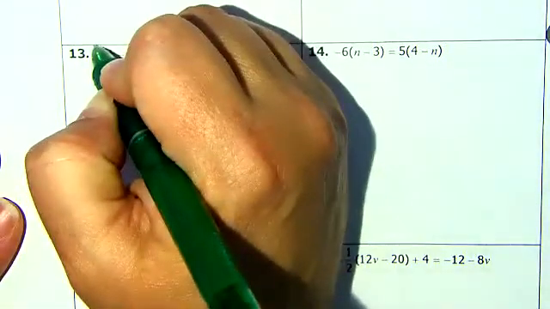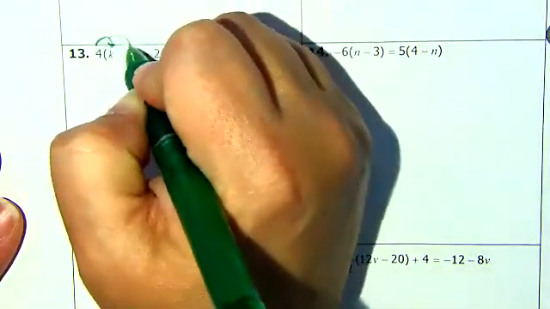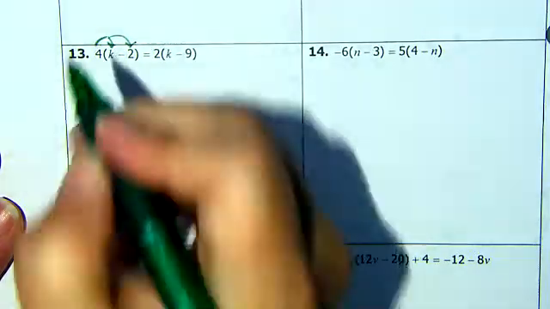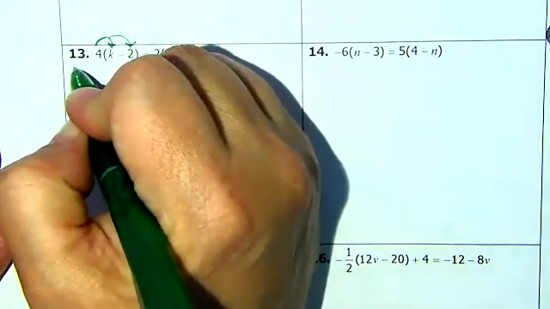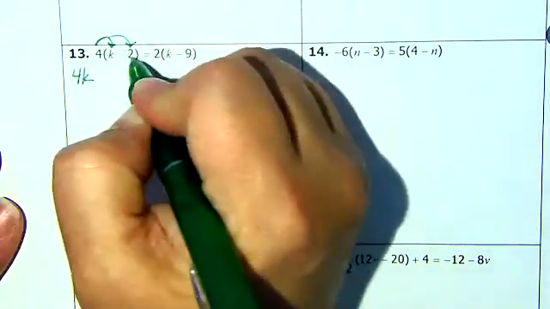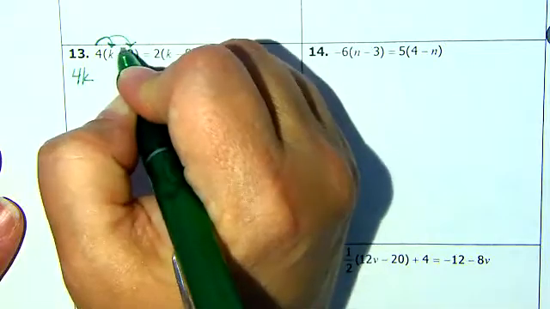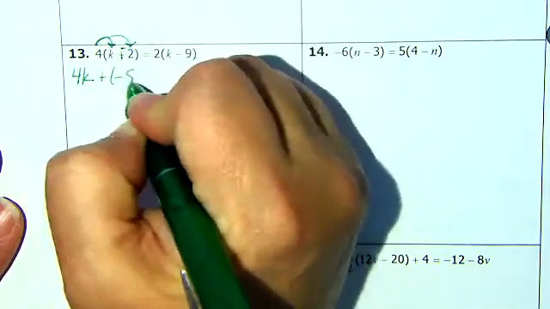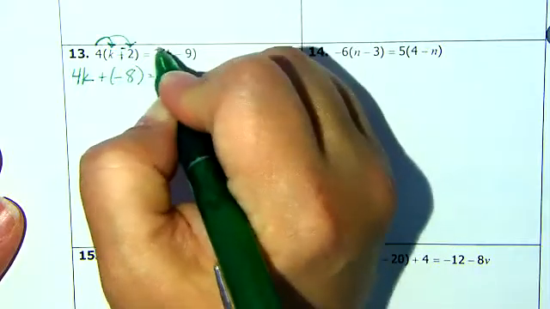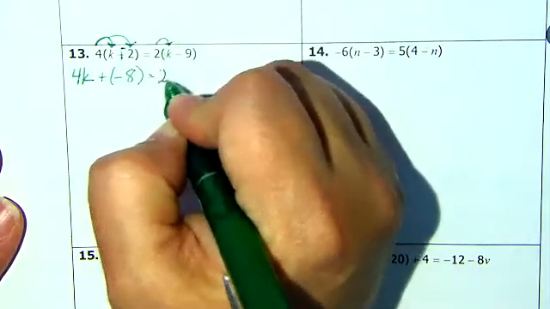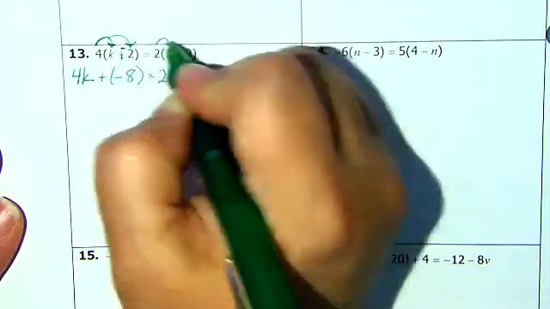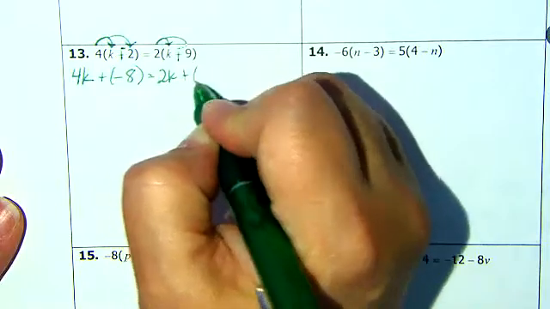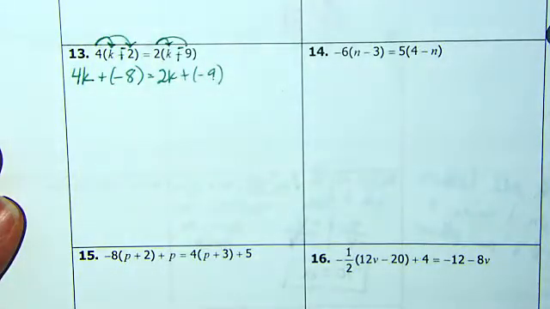I'm distributing the 4 first. We have to distribute first. So I have 4k, 4 times, remember, this becomes plus a negative, so it's 4 times negative 2, so that's going to give me a negative 8 equals, distribute the 2, so I have 2k, that's a negative 9, 2 times negative 9, so we get plus negative 9.